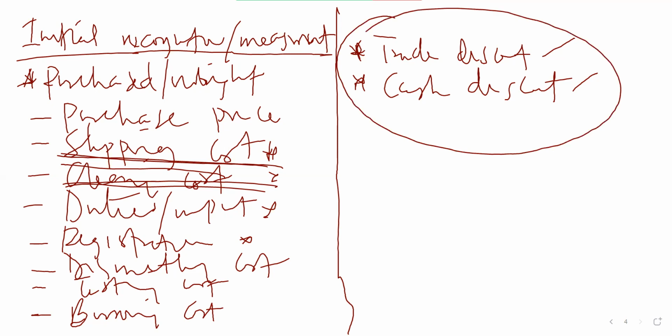So initial measurements, we are talking about, we have so many ways that the assets can come in. The first one is outright purchase, where the company will just go to the market and buy the asset.